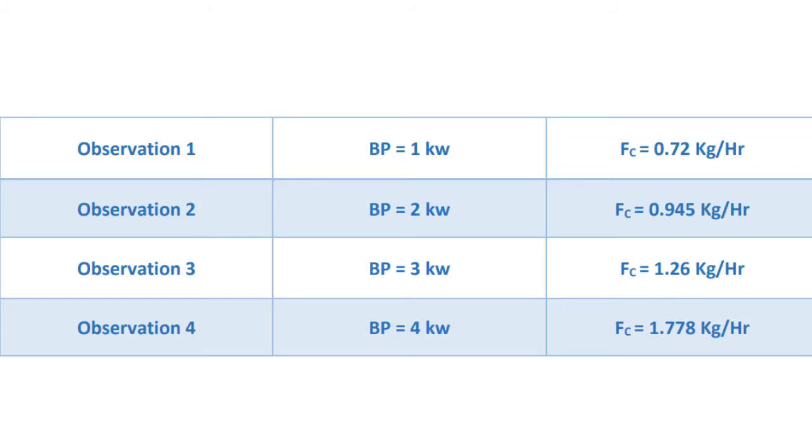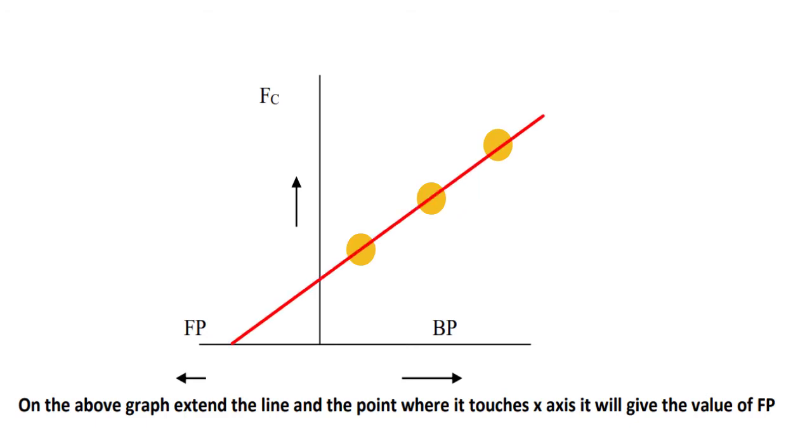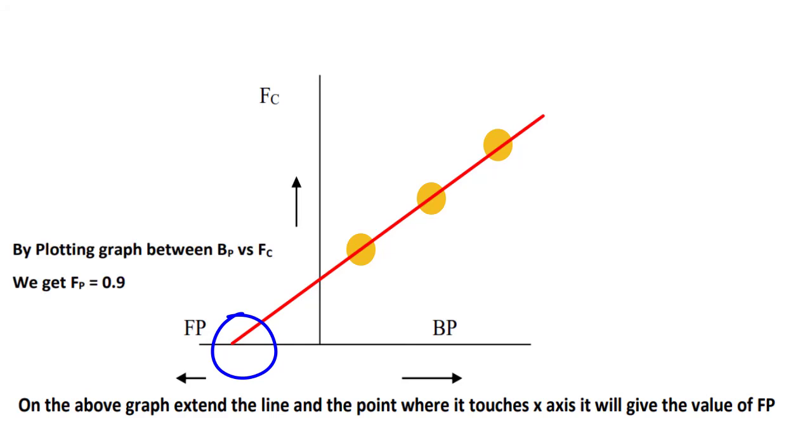Okay, so this is the main table that we are using for finding our Willans line method. We will take brake power on the x-axis and fuel consumption on the y-axis. After plotting all the points we will get this line, and when we extend this line we can see that the graph extends behind the y-axis. Okay, and if we measure that point by a scale or in some other manner, we will get that FP is almost 0.9. So we are getting the FP, that is frictional loss, and this is the main aim of our practical.